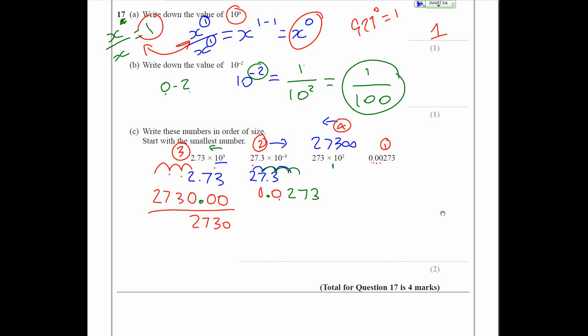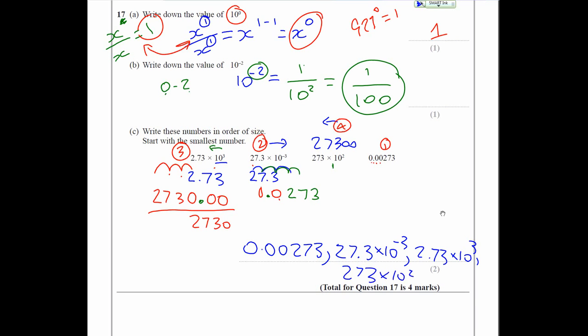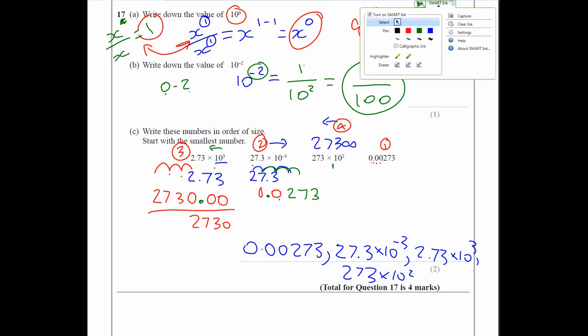So, in order, first one, number 1. Next one, number 2. Next one, number 3. Next one, number 4. And I've written them how they are in the question.